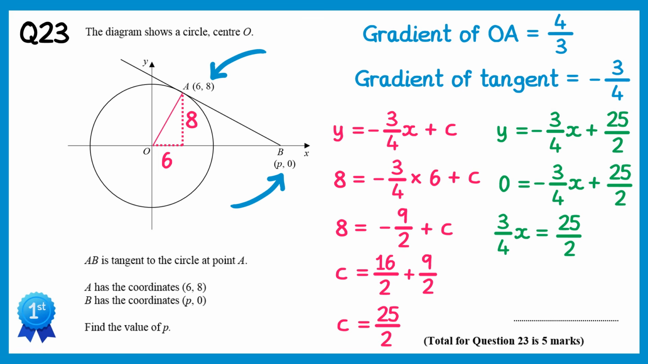We can then solve this equation by timesing by 4 and dividing by 3 on both sides. That would give you x equals, timesing by 4 gives 100, and dividing by 3 gives 100/6. If you divide both of these by 2, you'll get 50/3. So the x-coordinate of that point is 50/3, and of course the x-coordinate was p. So we've now found p, 50/3.